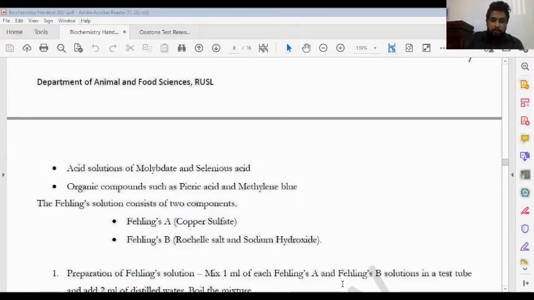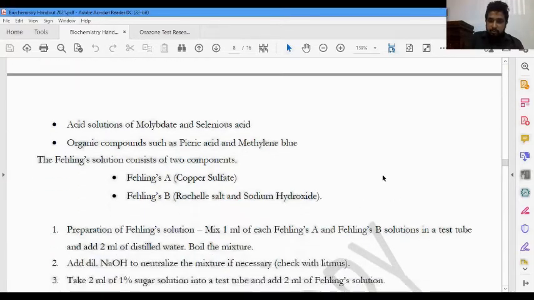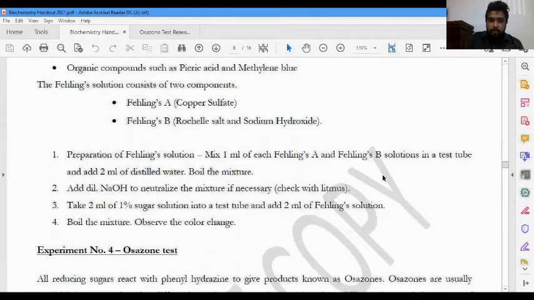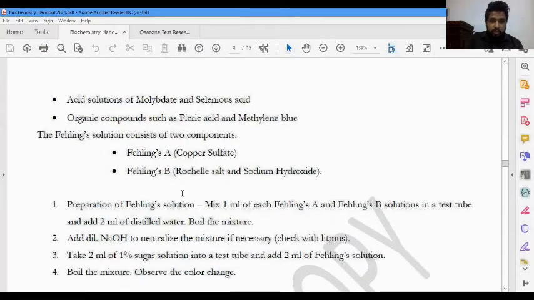First of all, I will discuss how to prepare Fehling solution. When we prepare the Fehling solution, you have to mix similar amounts of Fehling's A and B. According to this procedure, mix 1 milliliter of each Fehling's A and B solution in a test tube, add 2 milliliters of distilled water and boil the mixture. Then what can you tell me about the acidity of this Fehling solution? Should it be acidic or slightly basic?